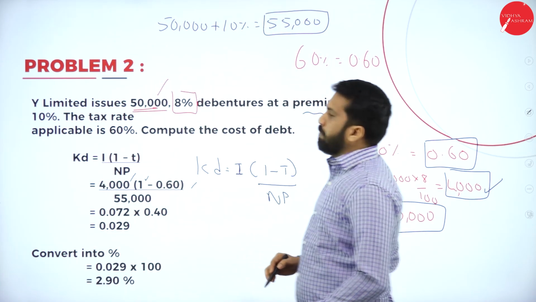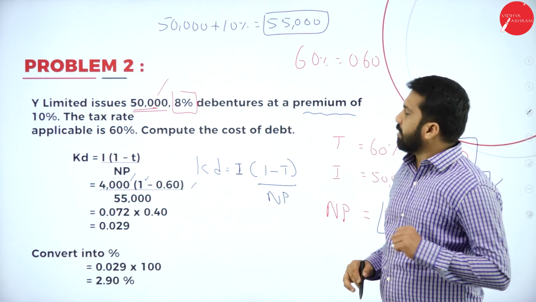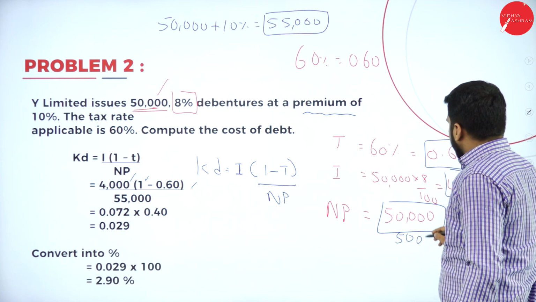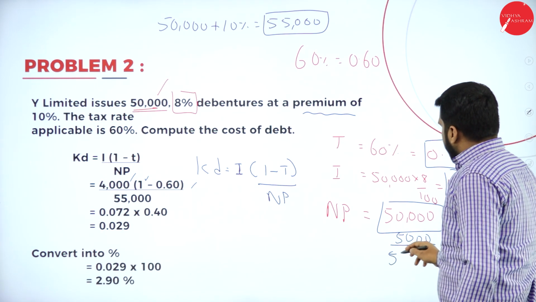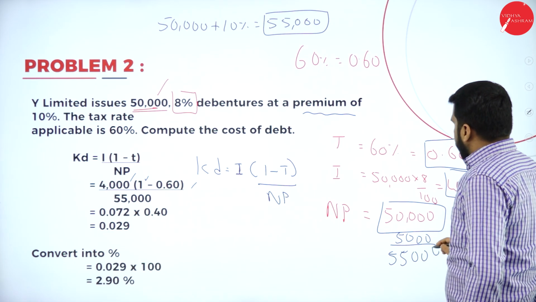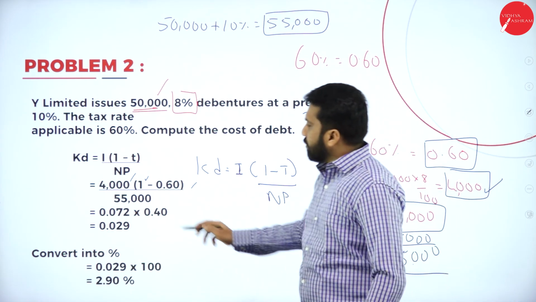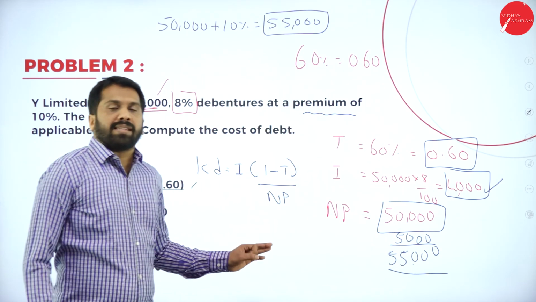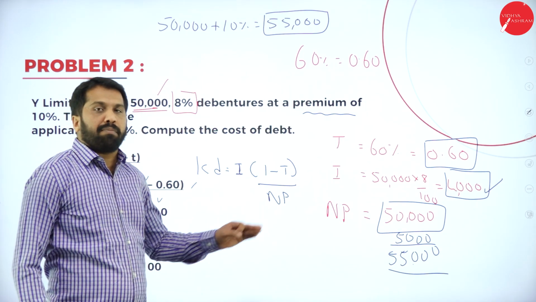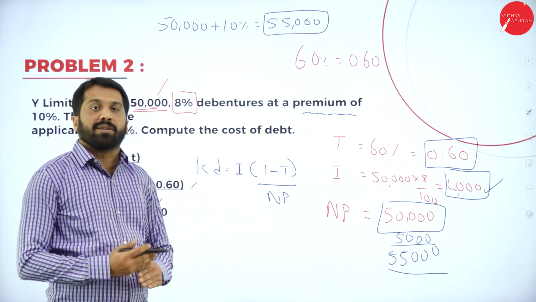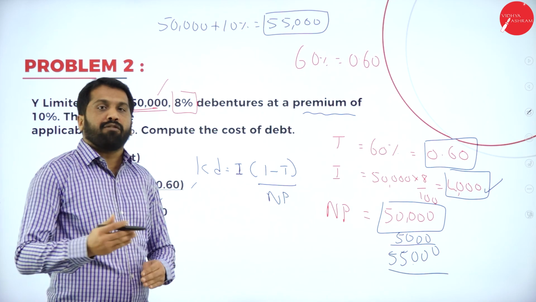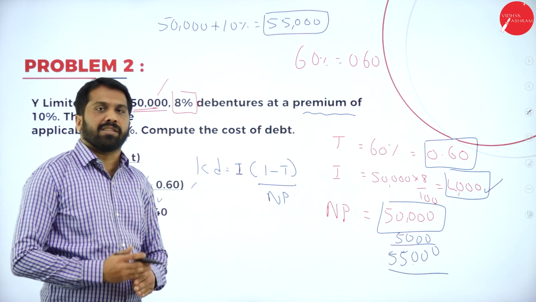Your value will be 55,000. For this, you add 5,000. Your net proceeds is 55,000. Remember, while taking net proceeds, if premium is there, add. If discount is there, minus. If floating charges are there, minus. Floating means your transaction charges.